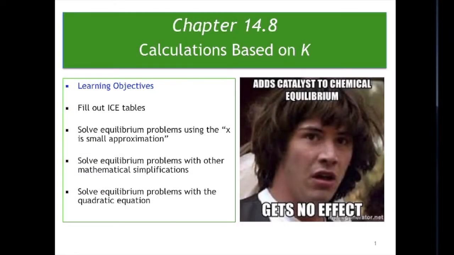In this section, we're going to be dealing with calculations based on the equilibrium constant. So given some information about a reaction, usually the concentrations of starting materials and the equilibrium constant itself, how can we determine the concentrations of all of the reactants and products once the reaction has reached equilibrium?